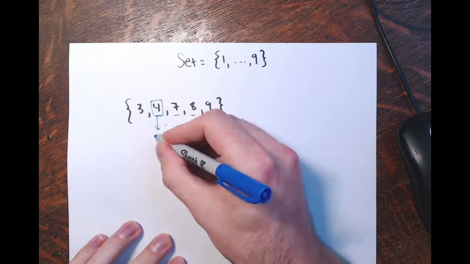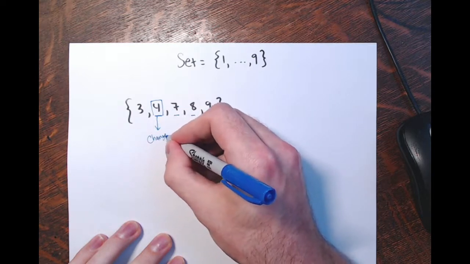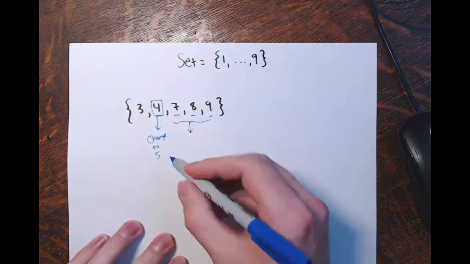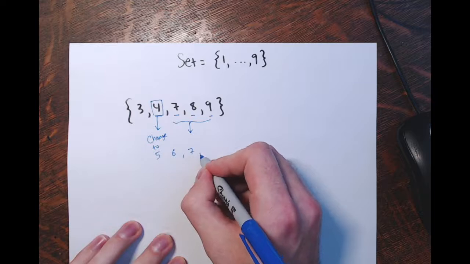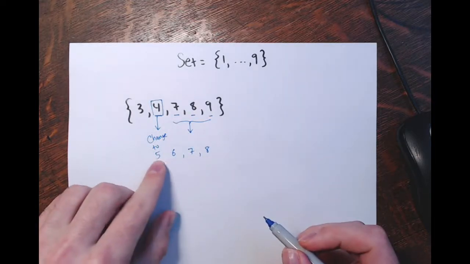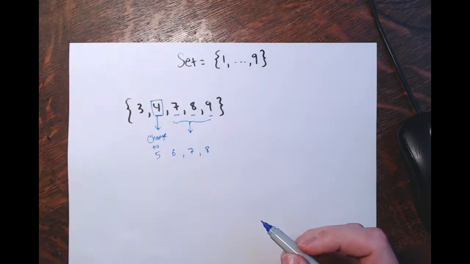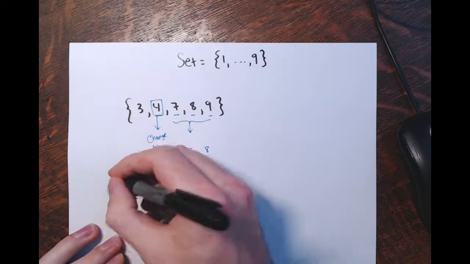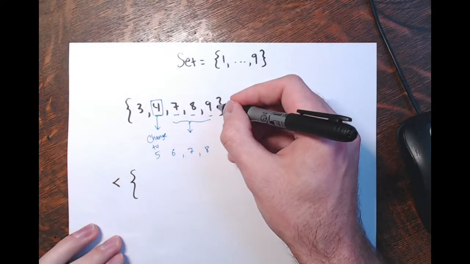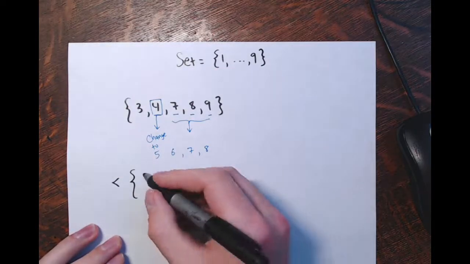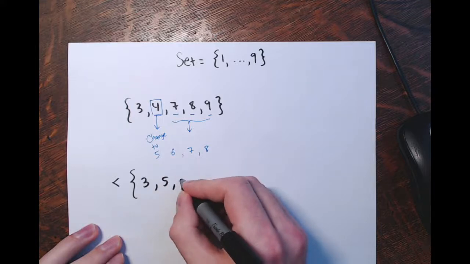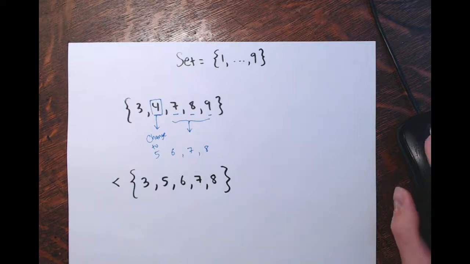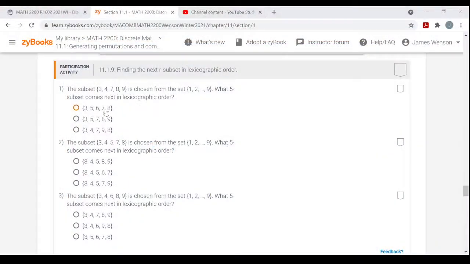Can I bump this up 1? Yes. So I'm going to change this to 5, bump it up by 1, and then the rest of these just go 6, 7, 8. Just go the ones after 5. Just keep adding 1 until you fill in the whole 5 subset. So the next 5 subset in lexicographic order would be 3, 5, 6, 7, 8. Let's go back here. 3, 5, 6, 7, 8.